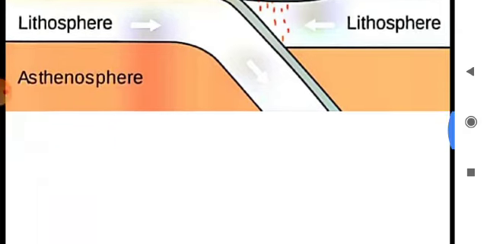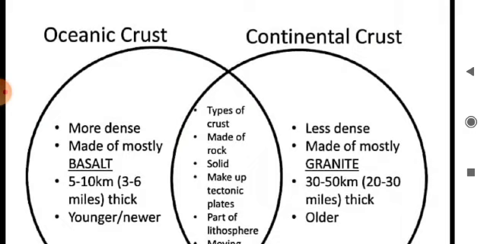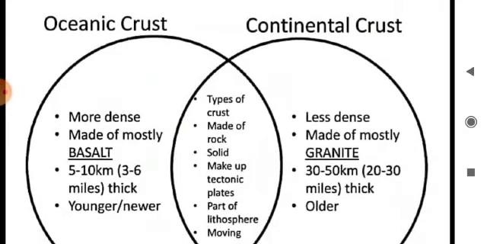So what is the difference between the oceanic crust and continental crust? Oceanic crust is more dense than continental crust. Oceanic crust is made of mostly basalt and the continental crust is made of mostly granite. Oceanic crust is younger than continental crust. Okay. Now come to the next point.